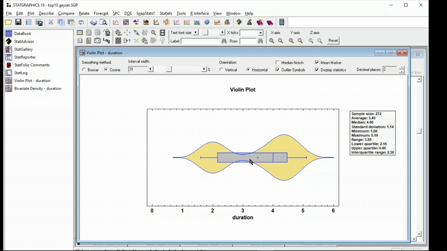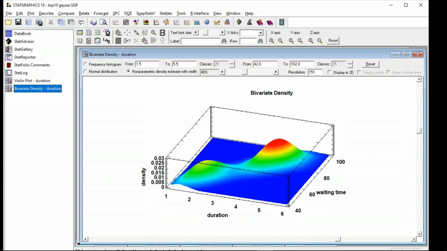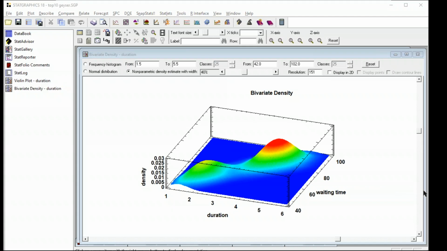So we'll call that plot number 1. Plot number 2 of the top 10 is also a plot I'm going to show with this particular data set. It's called the bivariate density plot. A bivariate density plot is similar to the violin plot in the sense that it creates a non-parametric estimate of a density function. In this case, though, it's a bivariate density function.